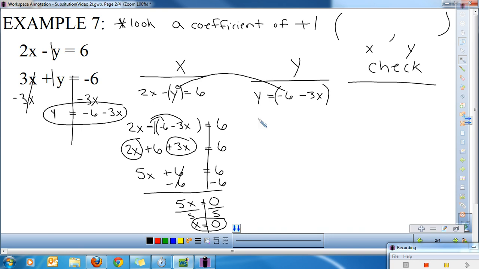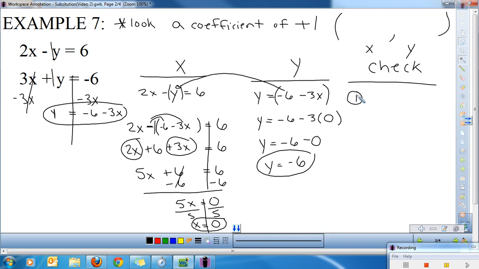I still need to solve for y. So I'm going to say, okay, y equals negative 6 minus 3, and instead of an x, I'm going to put 0. Let's see what we get. Y equals negative 6 minus 3 times 0 is 0. Well, what is negative 6 minus 0? That is negative 6. So I think that y is negative 6 and x is 0.